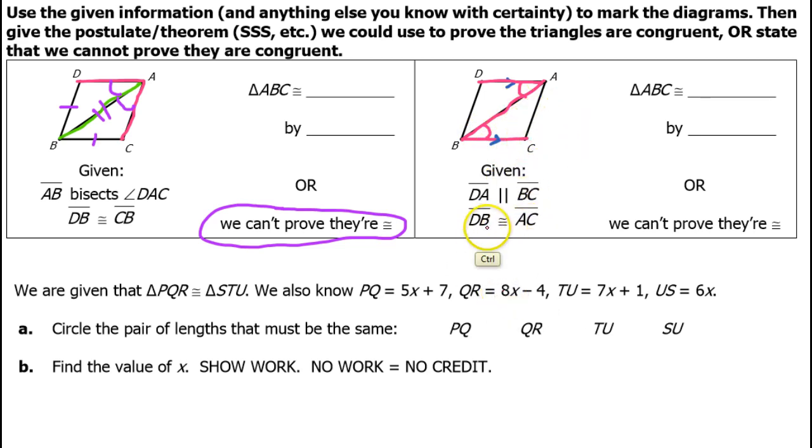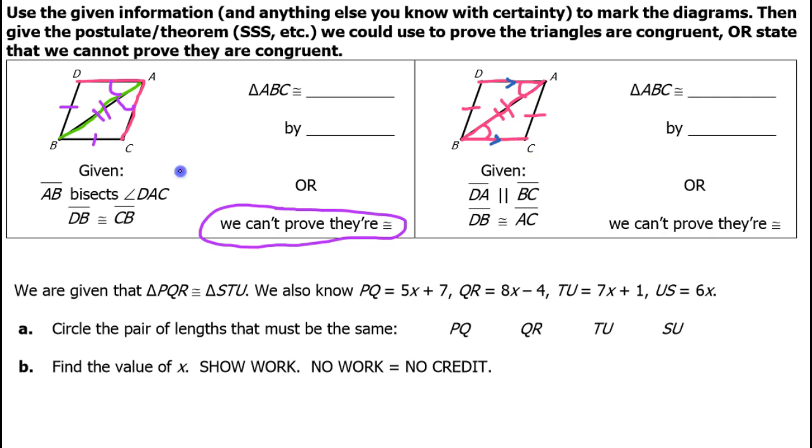In addition to that, DB is congruent to BC. Okay, DB and AC. Can I just Control Z that? DB is congruent to AC. Okay, and in addition to that, we can mark the shared side as congruent for both triangles. So, what do I have now?